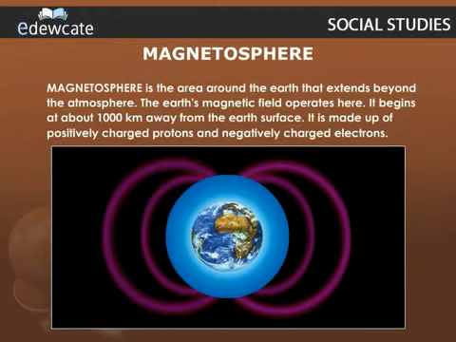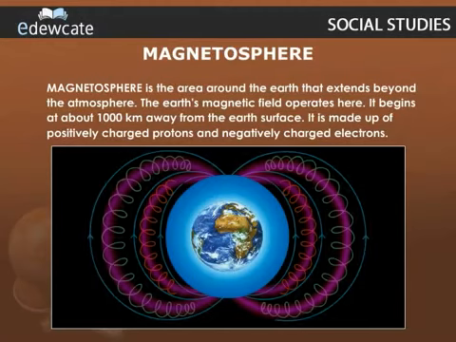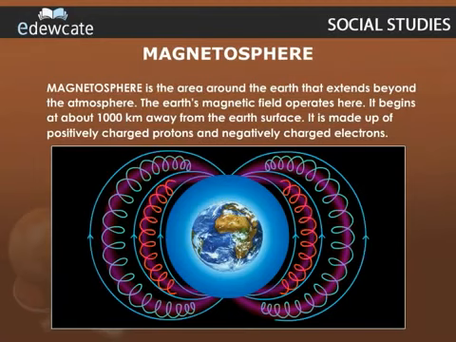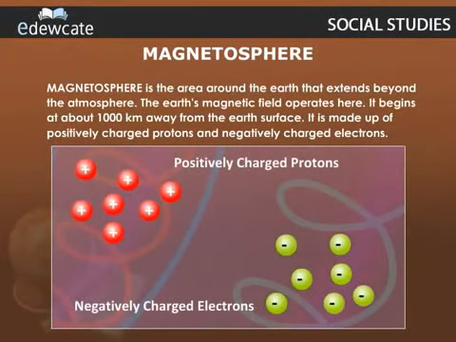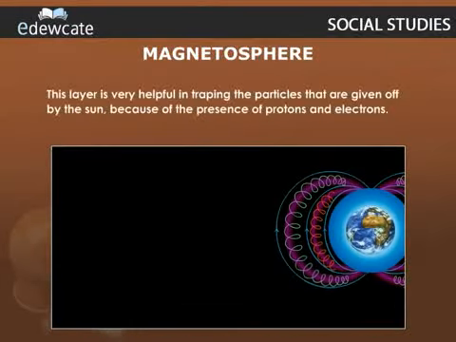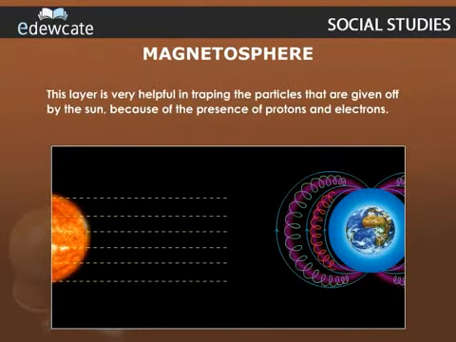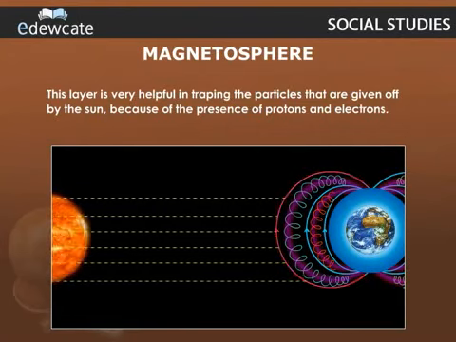Magnetosphere is the area around the Earth that extends beyond the atmosphere. The Earth's magnetic field operates here. It begins at about 1000 kilometers away from the Earth's surface. It is made up of positively charged protons and negatively charged electrons. This layer is very helpful in trapping the particles that are given off by the sun because of the presence of protons and electrons.